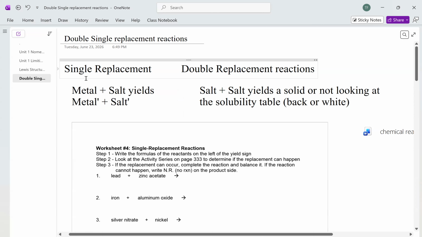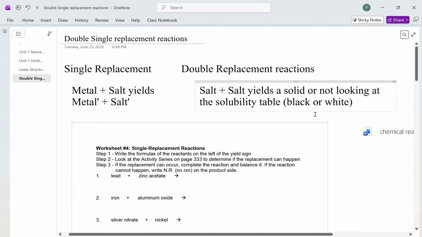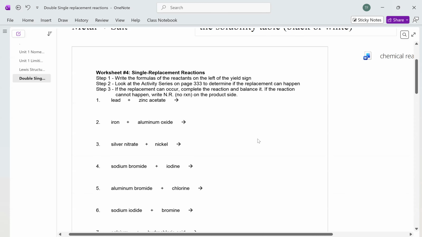So again, single replacement is the metal plus the salt, and if anything happens, the metal changes and the salt changes. With double replacement, you start with two salts, and when you put them together, you're going to get a solid or not, looking at the solubility table. Remember the black or white table. Okay, so let me look at an example here.